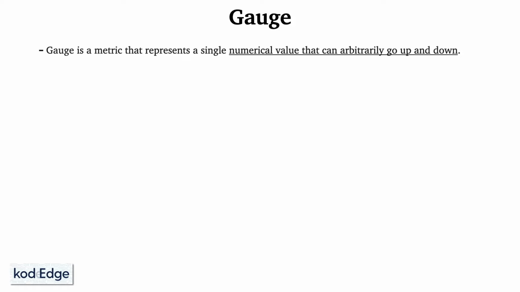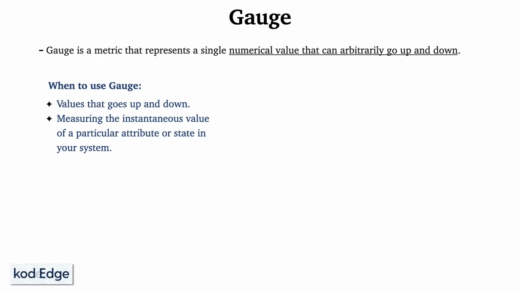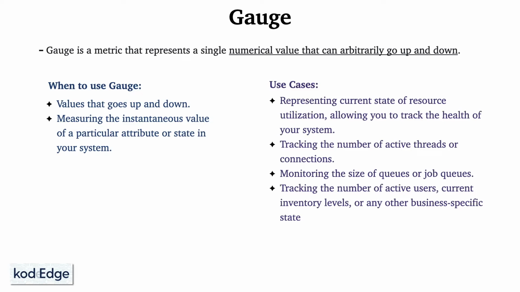Now let's understand the gauge metric. A gauge metric represents a single numerical value that can go up or down, right? So when to use a gauge metric? When you want to monitor values that go up or down, or you want to measure the instantaneous value of a particular attribute or a state in your application. These are the use cases in which you can use the gauge metric.